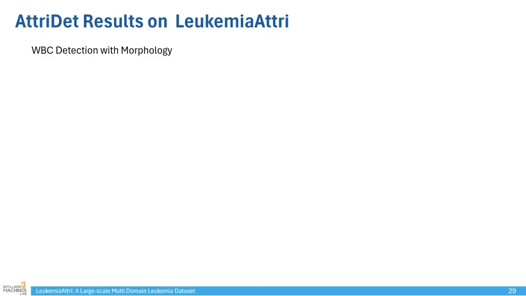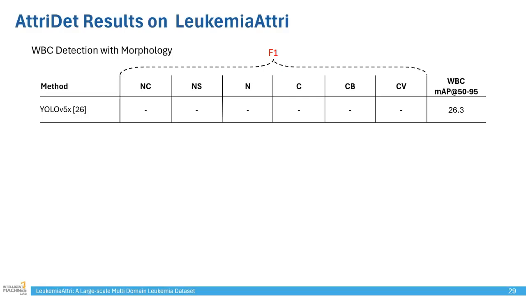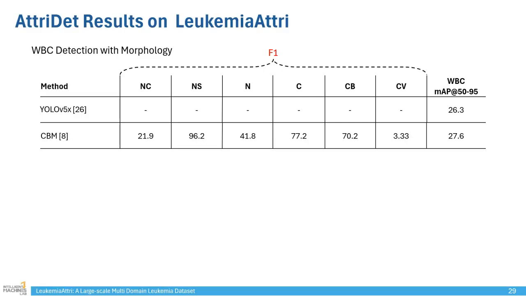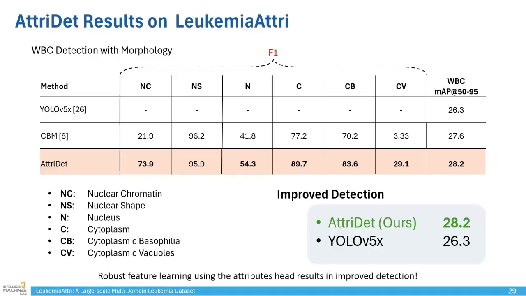For the proposed attribute, we trained the attribute based on the YOLOv5x detector. Additionally, we employed the concept bottleneck model approach, which uses objects from the images to train a ResNet-18 for morphology prediction. However, the performance of attribute was significantly better than that of the CBM. By adding an extra head for morphology, the performance of the detector is also improved. This indicates that the robust feature learning using the attributes head results in improved detection.